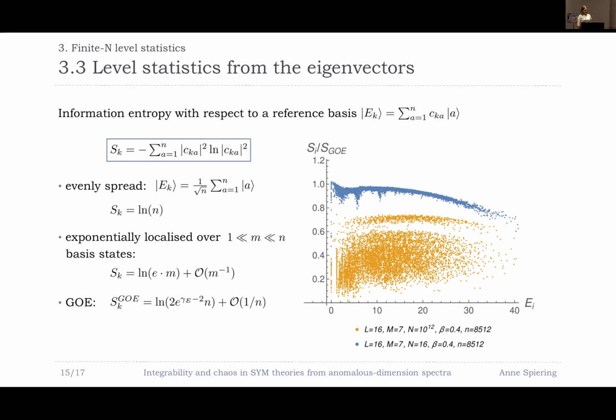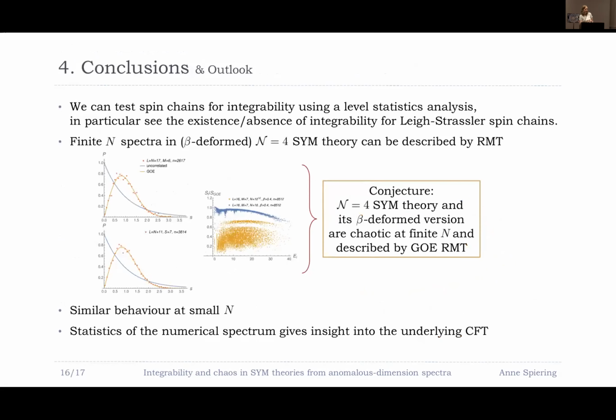Okay, now I just quickly want to wrap up. So I started with this analysis of spin chains that are interesting in the planar limit of N=4, but also marginal deformations of N=4. And we could see that using such a level statistics analysis, we can learn something about the theory. We can see integrability at integrable points, for example, of the Leigh-Strassler spin chain. And then as we go to non-integrable points, we could see that the spectrum is described by random matrix theory.